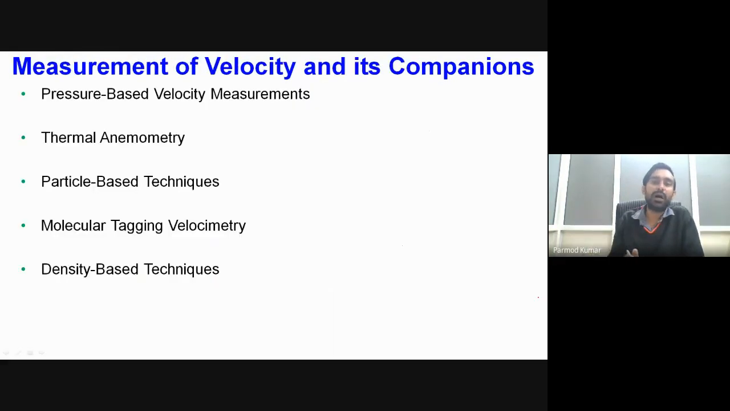Okay. So when we measure the velocity, there are certain techniques, and these techniques are mainly categorized. First is based on the measurement of pressure. We will be measuring pressure, and that pressure we will then utilize in order to obtain the corresponding value of the velocity field. Then we may have some methods associated with thermal anemometry, where the temperature field finally gives us the value of the velocity field. Then we may have some particle based techniques.